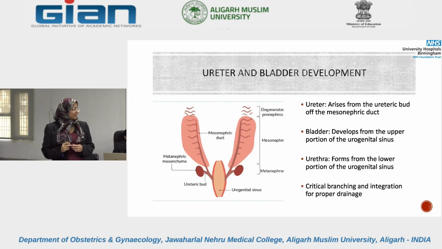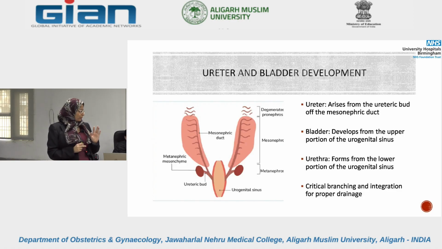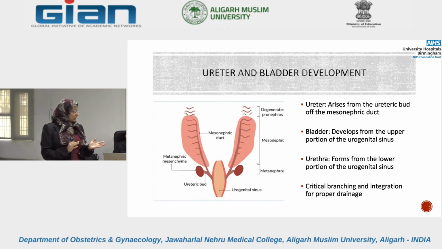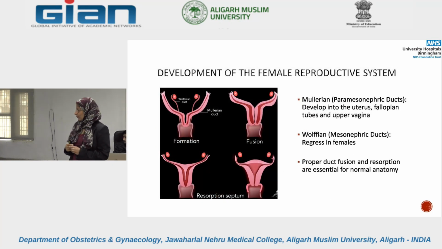And then the female reproductive system. The letter you need to remember is M. M for mother. You will always remember M for Mullerian, okay? So it is Mullerian, which is the paramesonephric duct. They develop into the uterus, fallopian tubes, and upper vagina. Wolff is usually the male character. So Wolffian duct, we don't have to do anything with that. So Mullerian, M for mother, and now you remember that. Wolffian ducts are mesonephric ducts which regress in females. Proper duct fusion and resorption are essential for normal anatomy.